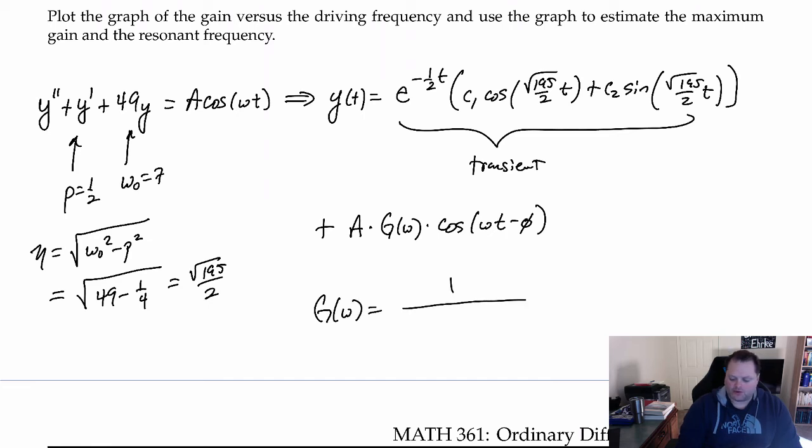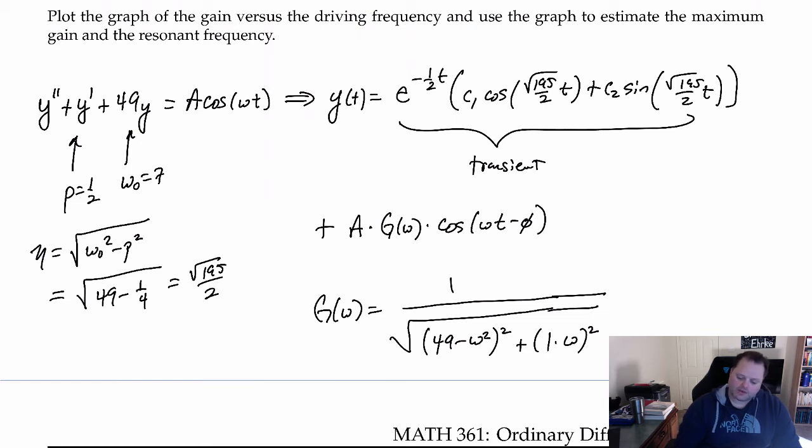It's 1 over the square root of omega naught squared. Omega naught is 7, omega naught squared is 49. So it'd be 49 minus omega squared, quantity squared, plus 2p omega. So 2p is 1, omega squared. So this is our gain function, and our phase lag would be the tangent inverse of, basically, this number divided by this number. So what's inside the squares here. So it would be omega over 49 minus omega squared.